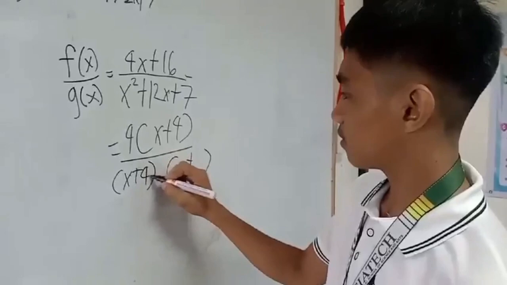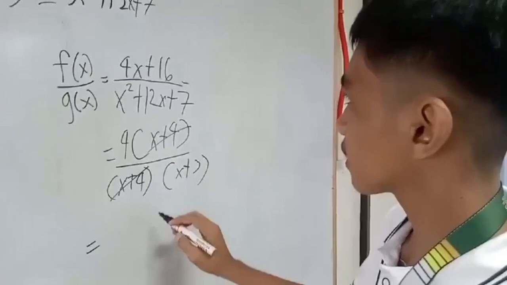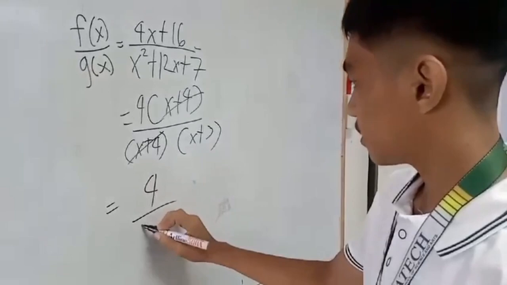4 times 3 is 12, 4 plus 3 is 7. So, magkakaroon sila ng 5. So, ang magiging sagot natin ay H.